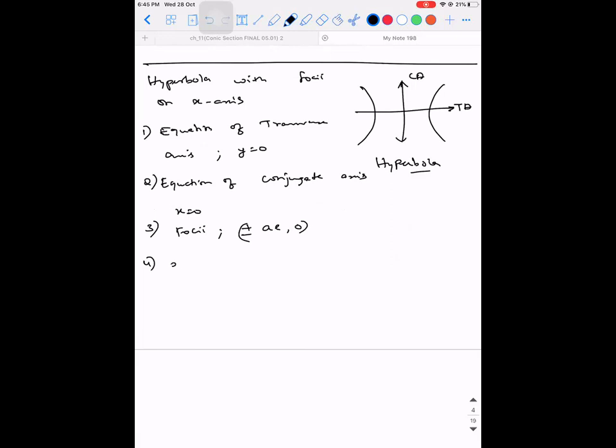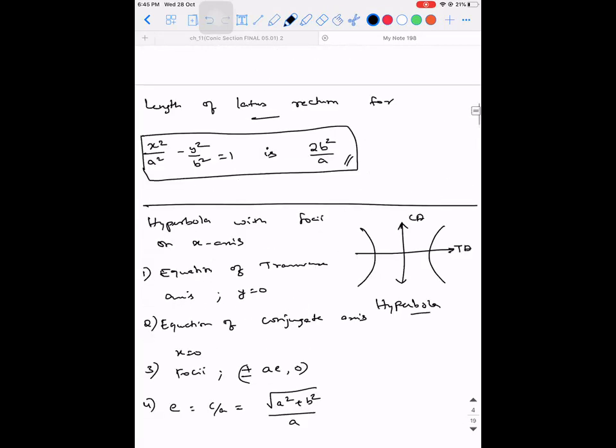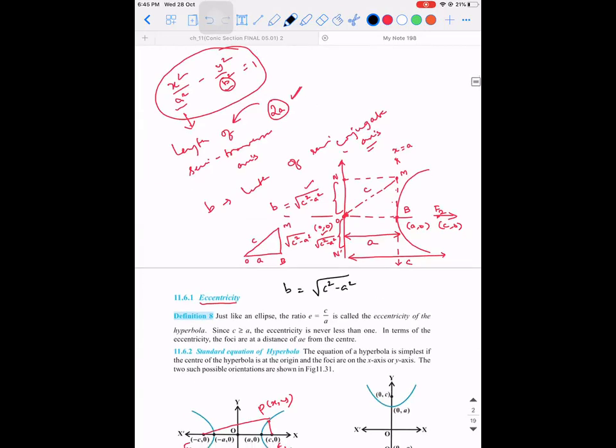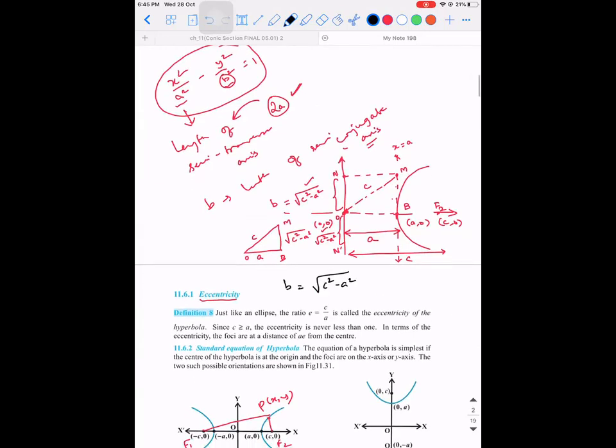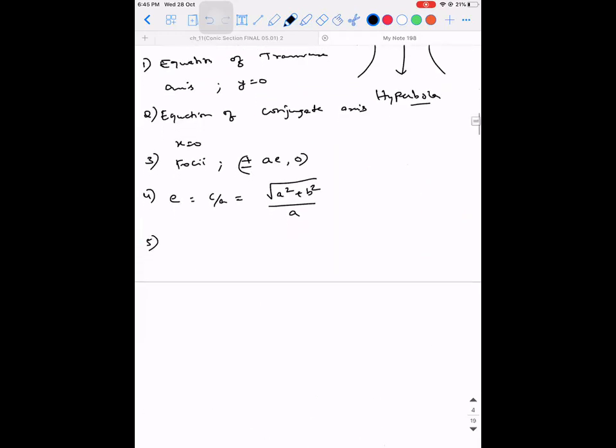Fourth, eccentricity is equal to c by a, but what is c? c is root of a square plus b square, and a is a only. How did I get c equal to root of a square plus b square? Because b is equal to root of c square minus a square. Square on both the sides and rearrange, and you will get c is equal to root of a square plus b square. Okay.